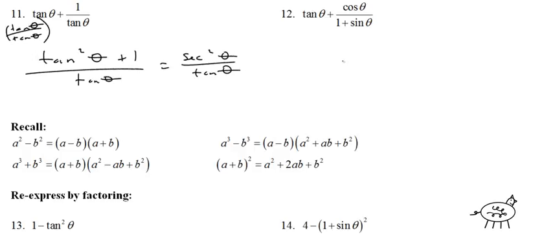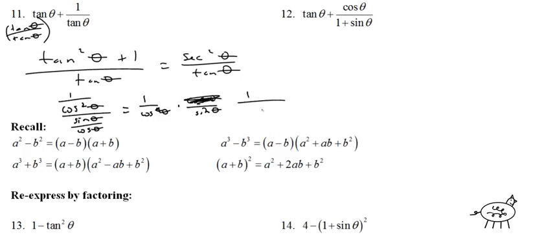Okay, so then we write it in terms of sines and cosines. We get 1 over cosine squared of theta over sine of theta over cosine theta. That's equal to 1 over cosine squared of theta times cosine of theta over sine of theta. One of those cancels with that, and I wind up getting 1 over cosine theta sine theta, which is just secant of theta cosecant of theta.